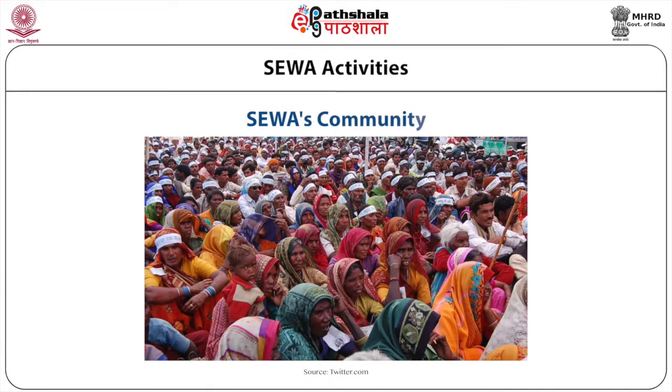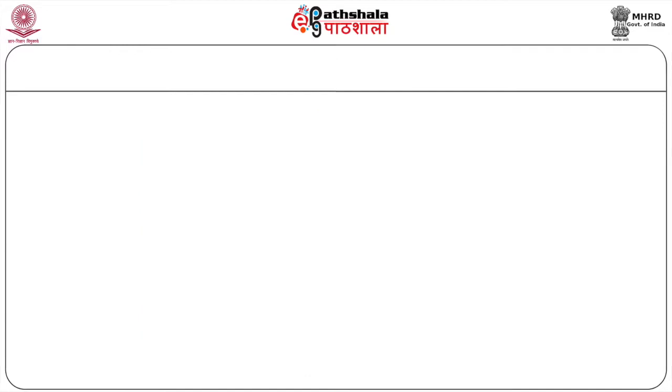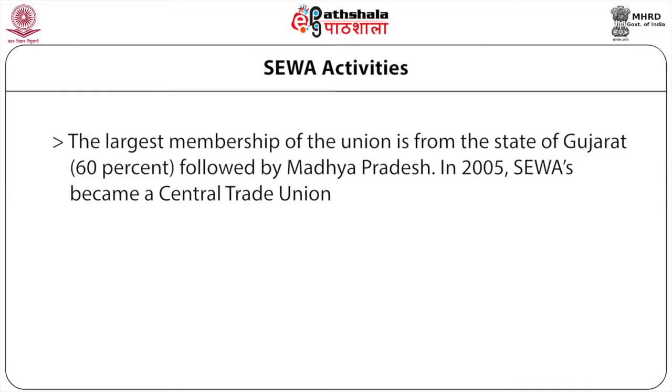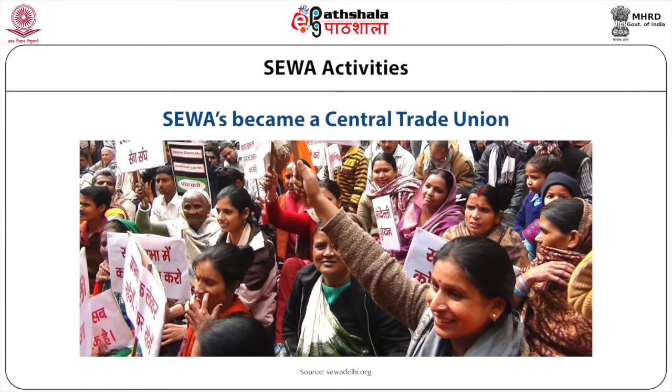The union members have now spread across 12 states in India, and affiliated state-level unions have been set up in Madhya Pradesh, Uttar Pradesh, Bihar, Kerala and Delhi, thus making it the largest single trade union in the country and perhaps in Asia. The largest membership of the union is from the state of Gujarat, 60%, followed by Madhya Pradesh. In 2005, SEWA's petition to become a central trade union was accepted, and its success has encouraged the creation of self-employed women's unions and organizations in other countries such as South Africa, Yemen, Turkey, Afghanistan, Pakistan and Nepal, affiliated to SEWA as sister unions.